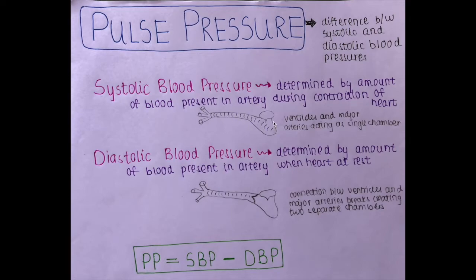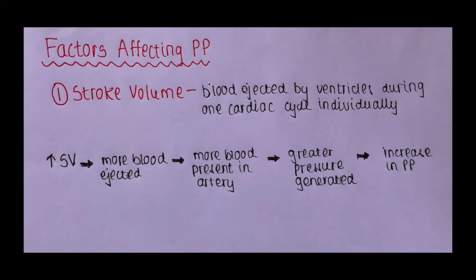is undergoing contraction. Diastolic blood pressure is determined by the amount of blood present in the artery when the heart is at rest, that is, the ventricles are undergoing diastole. So due to the fall in pressure in the ventricles, the valves here will close and the connection between the major artery, that is aorta, and the ventricles will be blocked. So diastolic blood pressure is determined by the amount of blood present here in the artery when the heart is undergoing rest.